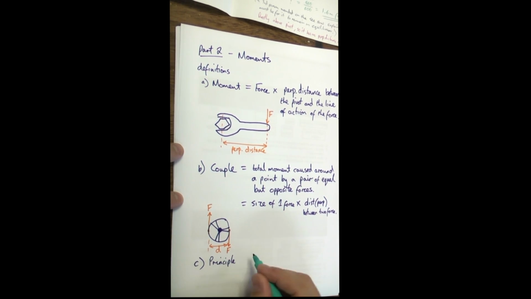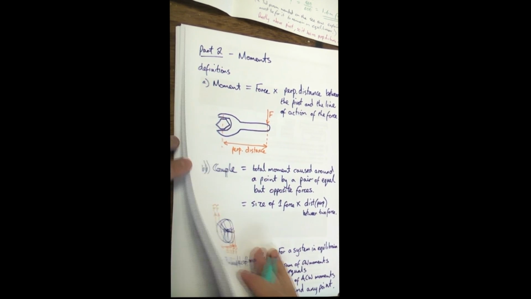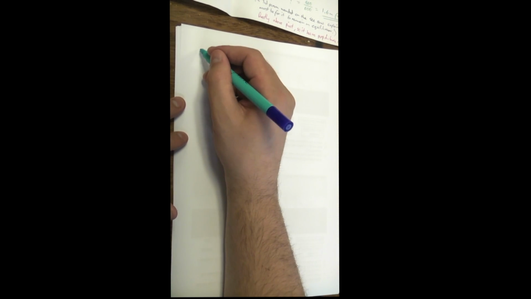And the last part is the principle of moments. This is quite important, often worth a number of marks. You have to say, for a system in equilibrium, the sum of the clockwise moments must equal the sum of the anti-clockwise moments around any point. It's also true that the resultant force for a system in equilibrium is zero as well. So the clockwise moments must equal anti-clockwise moments, and the resultant force is zero in an equilibrium system.